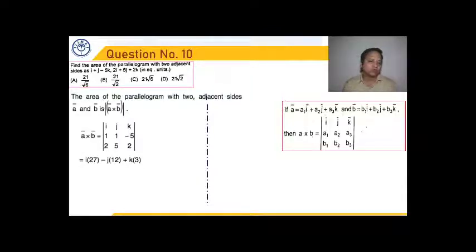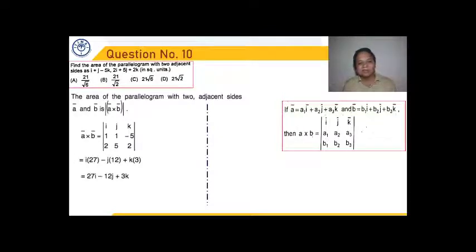Minus j into 2 plus 10. Minus of minus 10 becomes 10. So 2 plus 10 becomes 12. So minus 12j. Plus k into 5 minus 2, that is 3k. This is A cross B vector. Modulus of this will be equal to the area of the parallelogram.